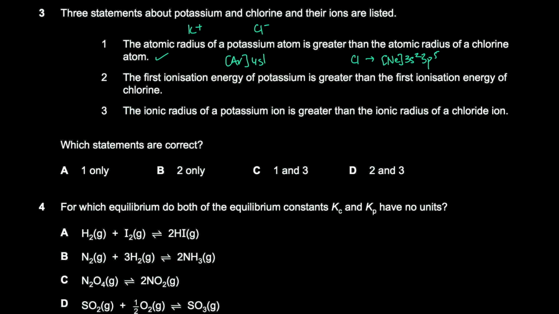Statement 2 is incorrect. The first ionization energy of potassium is much lower. Remember, group 1 elements have a much lower ionization energy and potassium has an additional shell. So there's 2 things here.